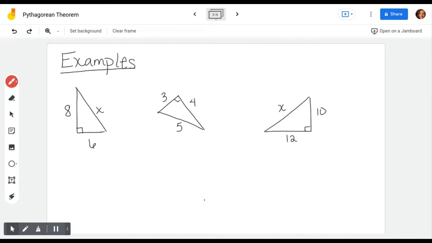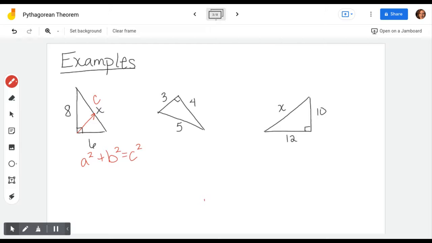Let me switch back to a pen here. Okay. So the first thing I want you to always do is figure out which side is going to be your C. So I'm going to draw an arrow through my right angle symbol, and that arrow will always point to your hypotenuse. So in this one, the side that I'm missing is the C. So I'm going to write down A squared plus B squared equals C squared. And then I'm going to plug in my information.